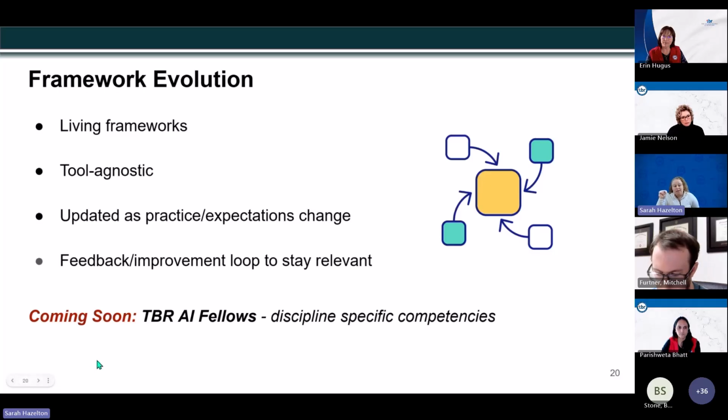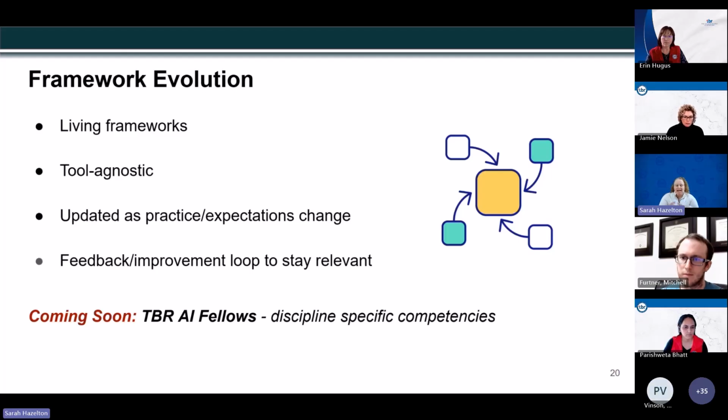I'm going to throw a little carrot out here to you all because these frameworks are step one in a larger vision that we have. We will be launching another project sometime before the end of this fiscal year. We will be having what we are currently calling TBR AI Fellows. Those fellows will be a small subset of faculty and staff and maybe some industry professionals, because we cannot forget industry in this loop. Our industry partners are vital.